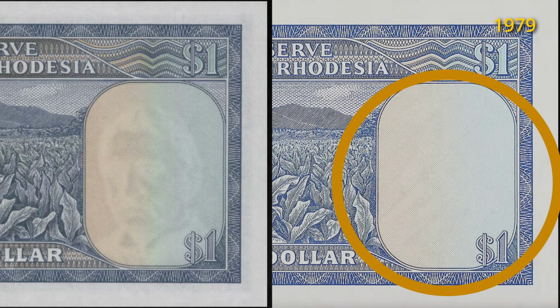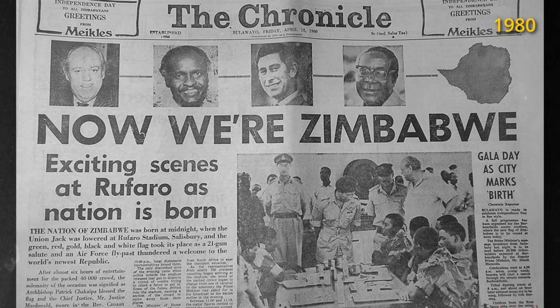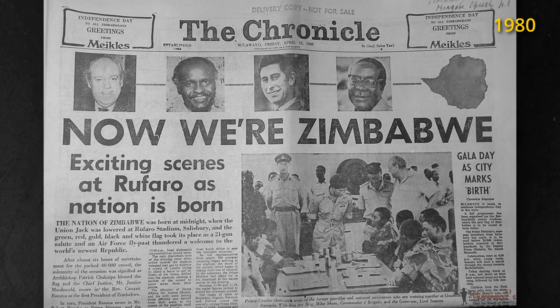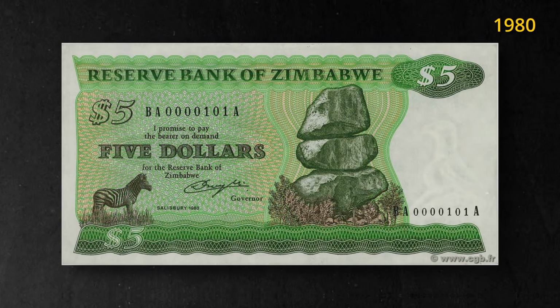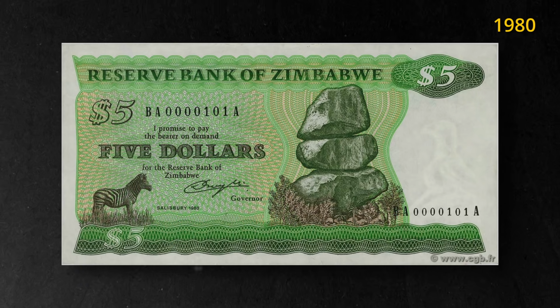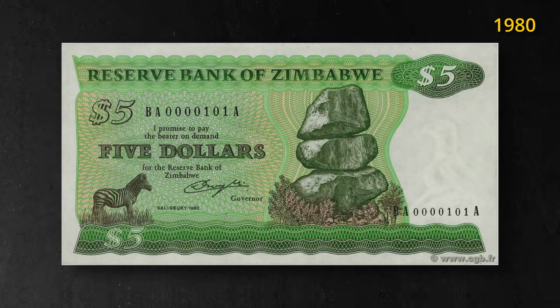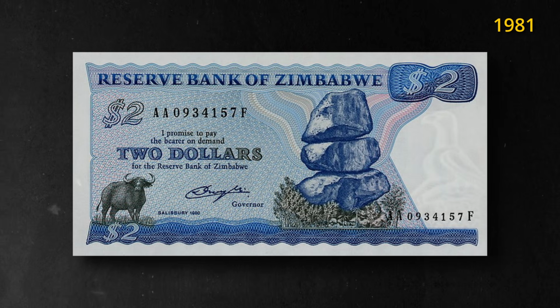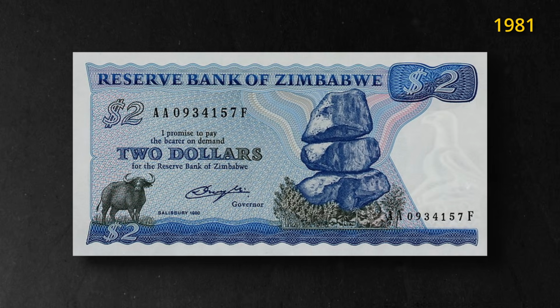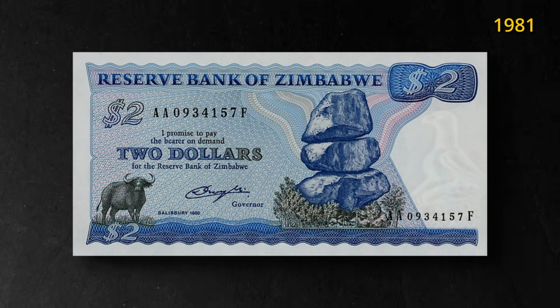Now, following the independence of Zimbabwe, the Zimbabwean dollar was introduced in 1980 to directly replace the Rhodesian dollar. Now, the first batch of notes were issued from the 15th of April 1981 to the 14th of April 1982. These included a $2 note, which was blue in color, and it featured the balancing rocks of Epworth, a feature that was on previous Rhodesian era notes, and an image of a Cape buffalo.